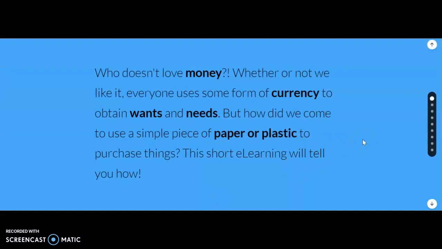Who doesn't love money? Whether or not we like it, everyone uses some form of currency to obtain what they want and need. But how do we come to use a simple piece of paper or even plastic to purchase things? This short e-learning will tell you how.